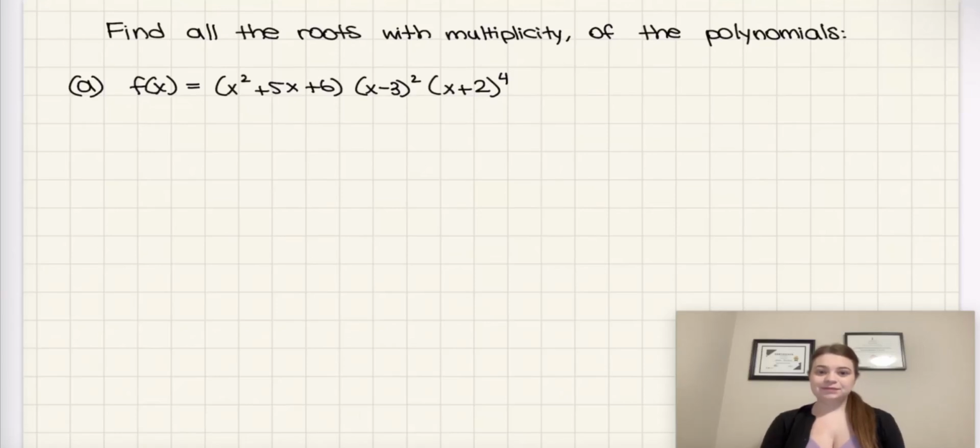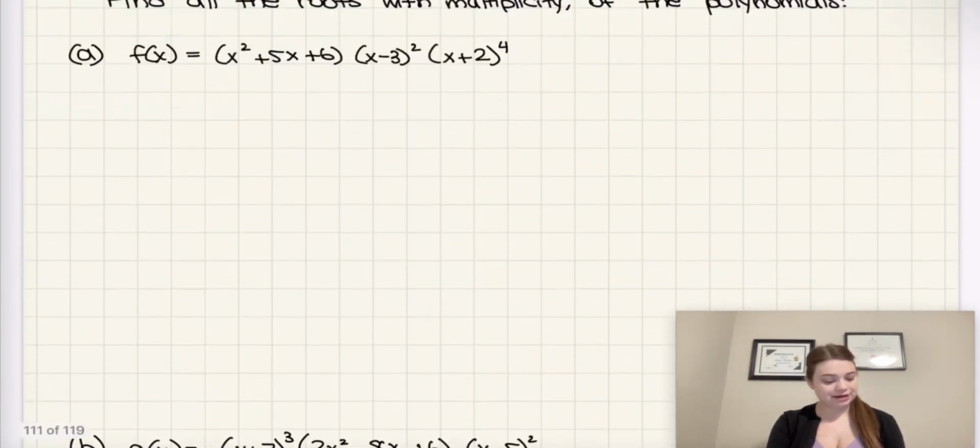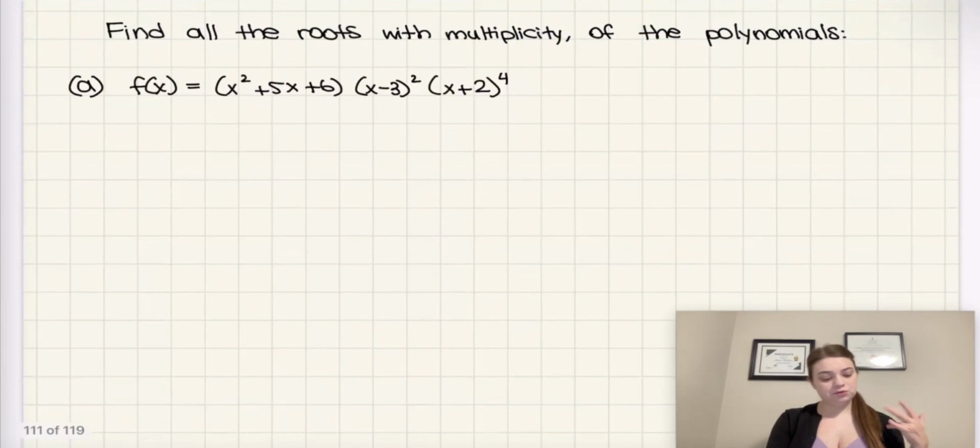Welcome back, everyone. Today we're going to be finding all the roots with multiplicity of the following polynomials, and we're going to do two examples today. Now, when we say all roots, we mean all roots, including potentially imaginary or complex roots. So for this one here, you might notice that we already can tell what two of the roots are.